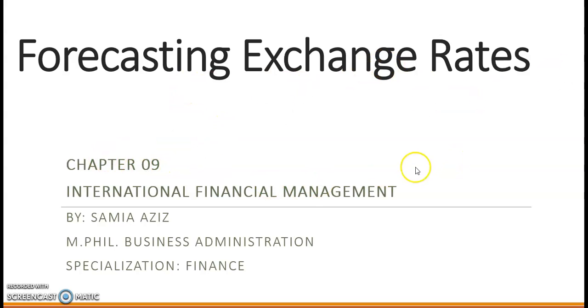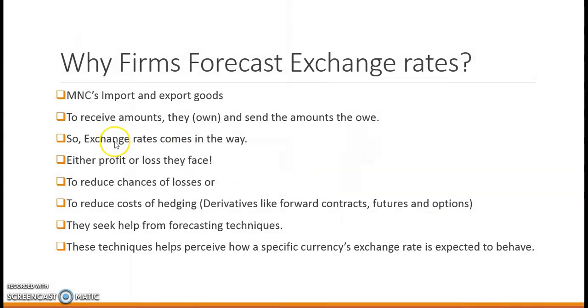This is chapter number 9, International Financial Management, and we will learn about a lot of good stuff regarding how firms use exchange rates, forecasting techniques, as well as some forecasting decisions to save their costs and increase their cash inflows. So, first, we will see why firms forecast exchange rates.